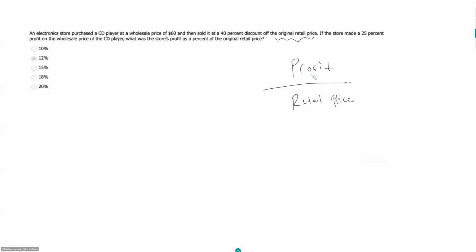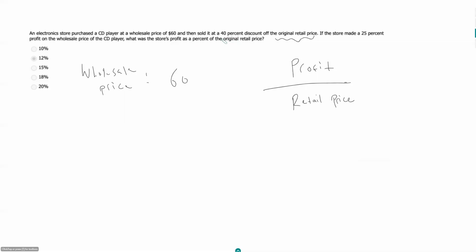Make sure we know they don't want profit as a percent of wholesale price. We need profit as a percent of retail price. So now let's go back and see. Let's translate our information. So an electronics store purchases a CD player at a wholesale price. So I want to make sure I label everything clearly. So the wholesale price is $60.